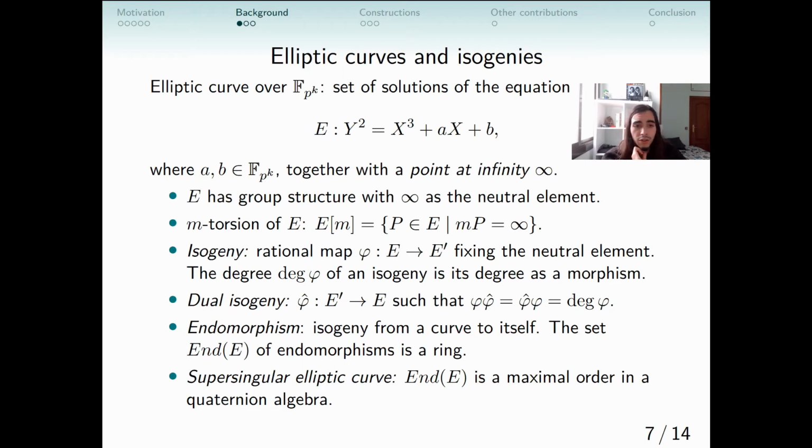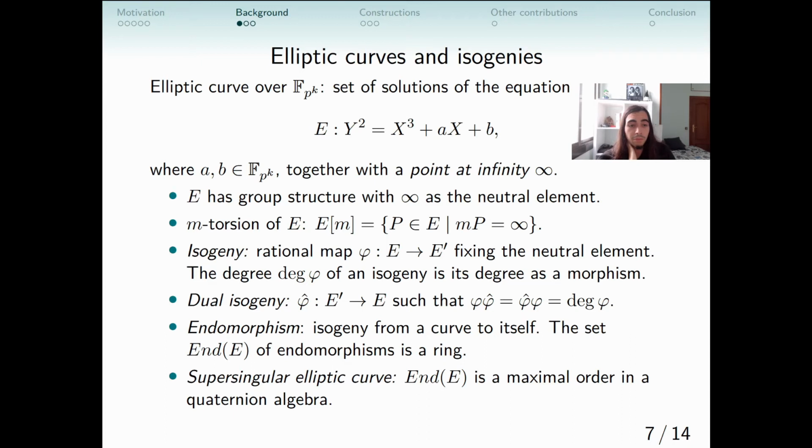So given any isogeny from E to E prime, there's another isogeny going from E prime to E, which is called the dual isogeny, which is not the inverse, but almost, in the sense that the composition of the two is a scalar multiplication by the degree of the isogeny. By the way, an isogeny and its dual have the same degree.